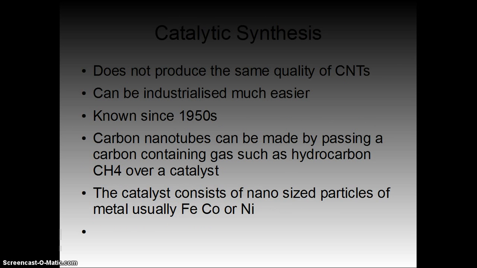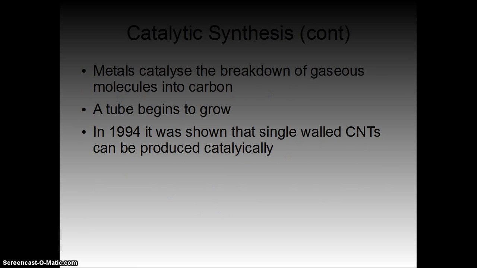The catalytic synthesis has been known since the early 50s. It's most probable to be scaled up to an industrial level. The carbon nanotubes can be made by passing a carbon-containing gas, such as CH4, over a catalyst. The catalyst is usually a transition metal. The metal catalyst catalyzes the breakdown of gaseous molecules into carbon, and then a tube begins to grow. In 1940, they showed it's possible to make single-walled carbon nanotubes.